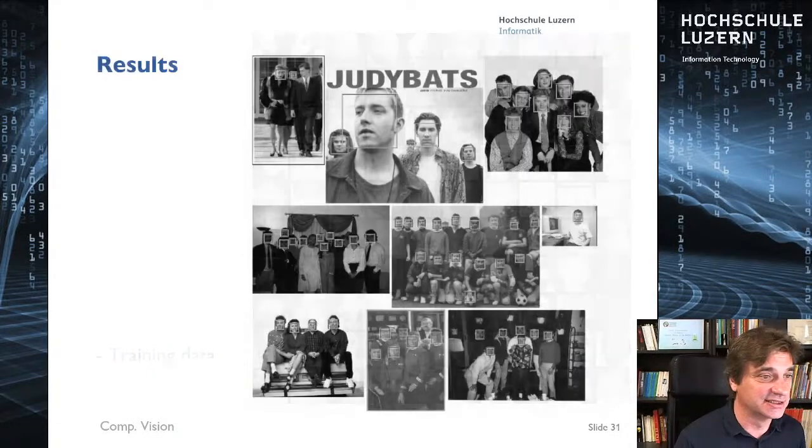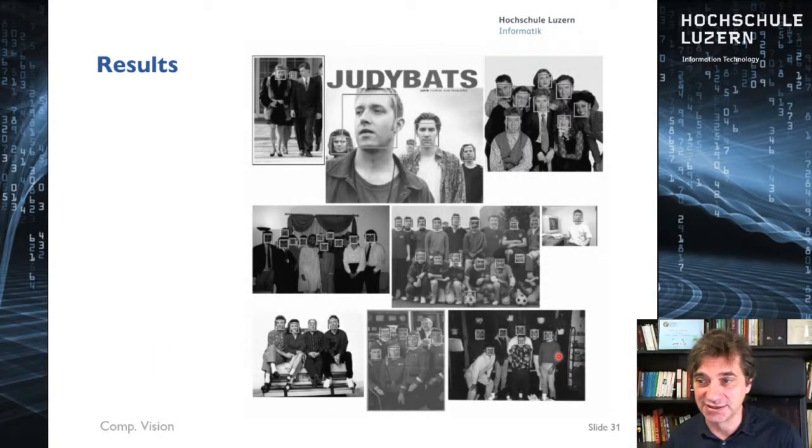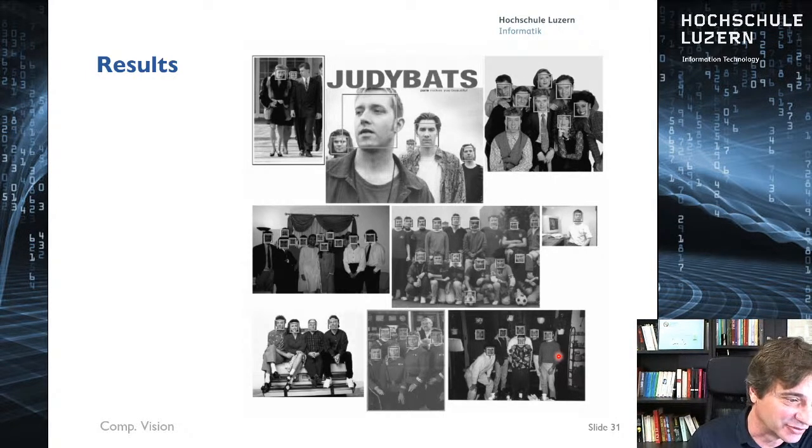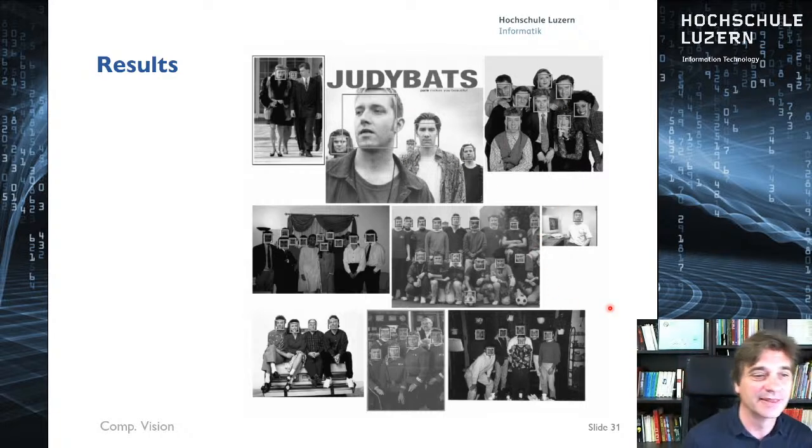They use this as training data, and here are some results from the original paper, which work quite well. Not in all cases. So Scotty is missed here in Star Trek. Here a face is missed. Here there are also different resolutions.